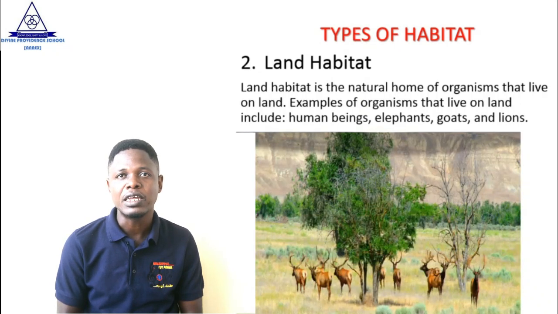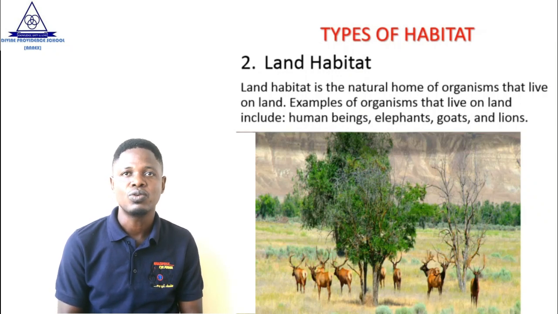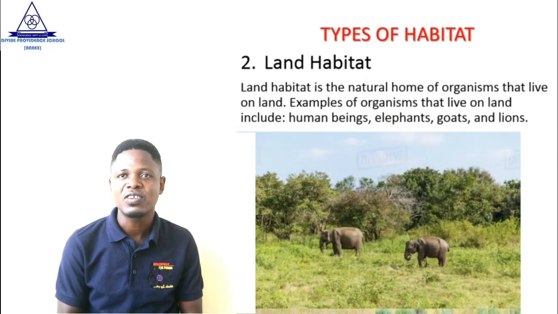Let's quickly look at the definition of land habitat. It's the natural home of organisms that live on land. Say that again. It's the natural home of organisms that live on land. That is nice of you. Examples of organisms that live on land include human beings, elephants, goats, and lions. You can mention many of them.